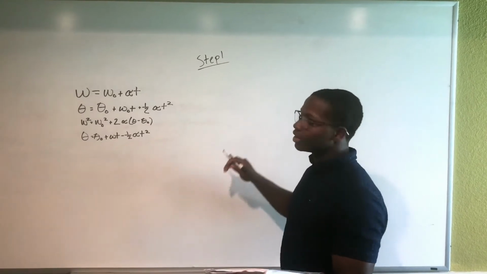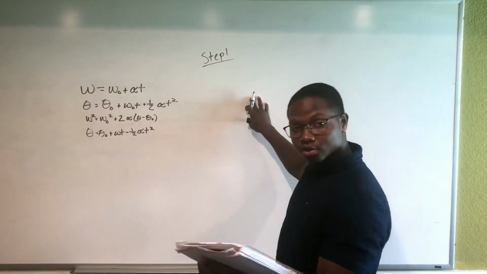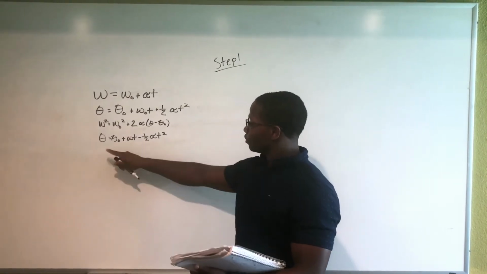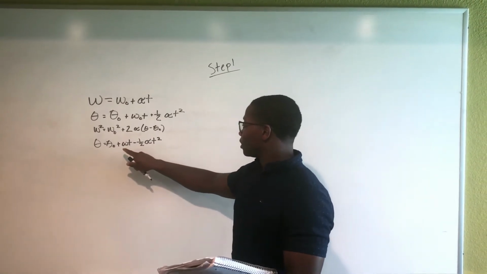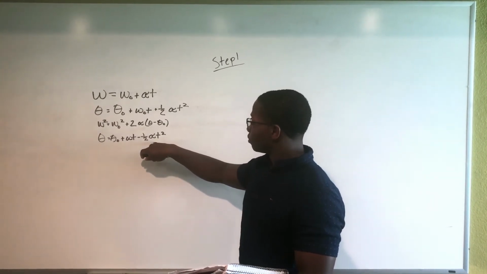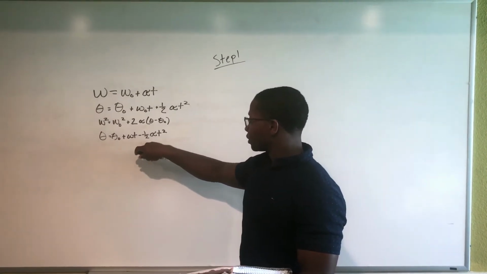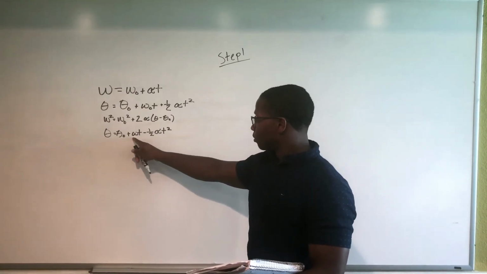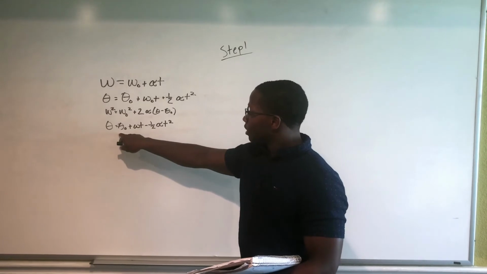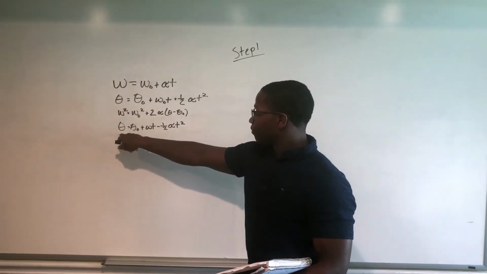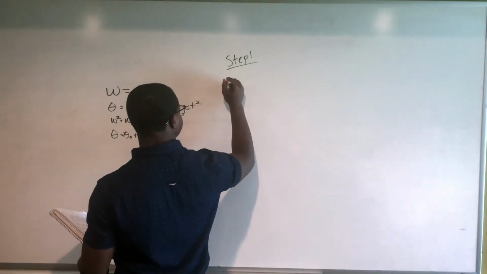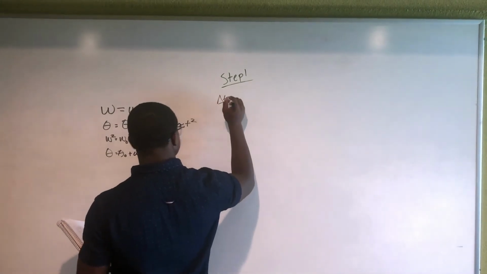Okay, so in step 1, we need to find out which equation we need. What we already know is the revolutions and the time. We don't know the angular acceleration, but we do know omega. So this is the equation we're going to use. We're going to subtract initial theta from theta on this side so we can get delta theta. That's going to turn out to look like this.